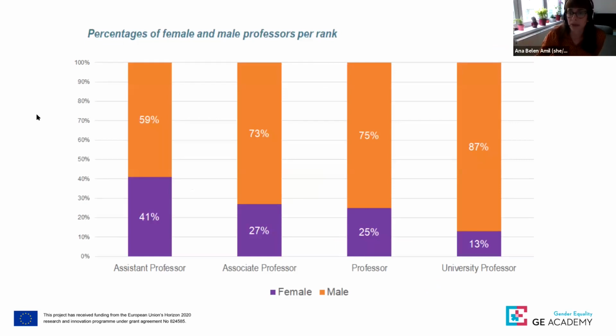Another type of graph, this column chart, is very simple. Of course, you know what this is about, but it's a very fast way for people to understand and visualize what we're saying. In this case, the percentages of female and male professors per rank in our university. Women are in purple, men are in orange, and you can see the quite disastrous profile of our social sciences and humanities oriented university. The higher the rank, the lower the percentage of women in the rank.